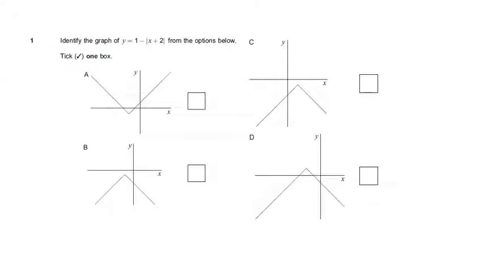So first of all, we've got four graphs and we have to identify which of these represents y equals 1 minus the modulus of x plus 2. With modulus graphs like this, we know that when we take the modulus, it makes the inside positive. So this tells us that this function has a maximum value at y equals 1, and it has that maximum value when the expression inside of the modulus is 0, so when x is equal to minus 2. So we're just looking for a maximum at 1 and minus 2. There it is.